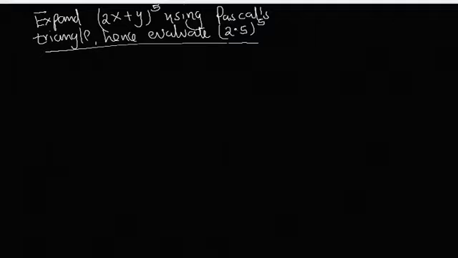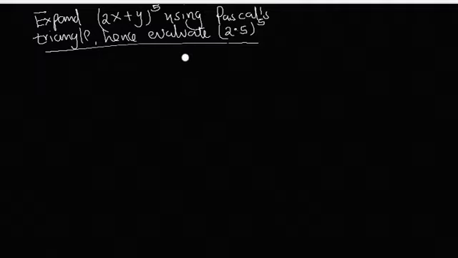Today we want to solve this simple problem, (2x + y)^5, and we want to use Pascal's triangle. Thereafter we are going to use our expansion to evaluate 2.5 to the power of 5. So let's start by expanding (2x + y)^5 using Pascal's triangle.